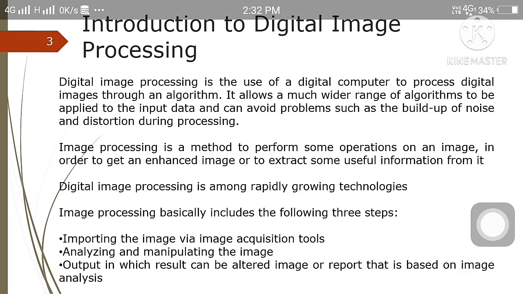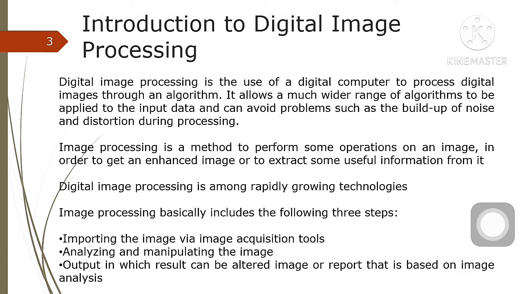Introduction to digital image processing. It uses a digital computer to process a digital image through an algorithm. It allows a wide range of algorithms to be applied, and the input data can avoid problems such as build-up of noise and distortion during processing. Image processing is a method of performing operations on an image in order to enhance the image or extract some useful information from it.